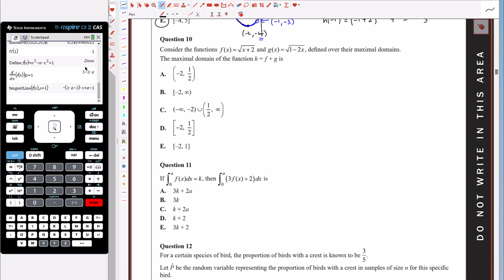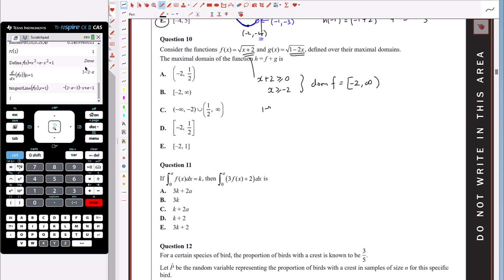Question 10. Consider the functions f of x equals square root of x plus 2 and g of x equals square root of 1 minus 2x defined over their maximal domains. The maximal domain of the function h equals f plus g is. Okay, so the domain of f, square roots, obviously the thing under the square root has to be bigger than or equal to 0 for the square root to be defined. So that means x has to be bigger than or equal to -2. So the domain of f is from -2 to infinity.